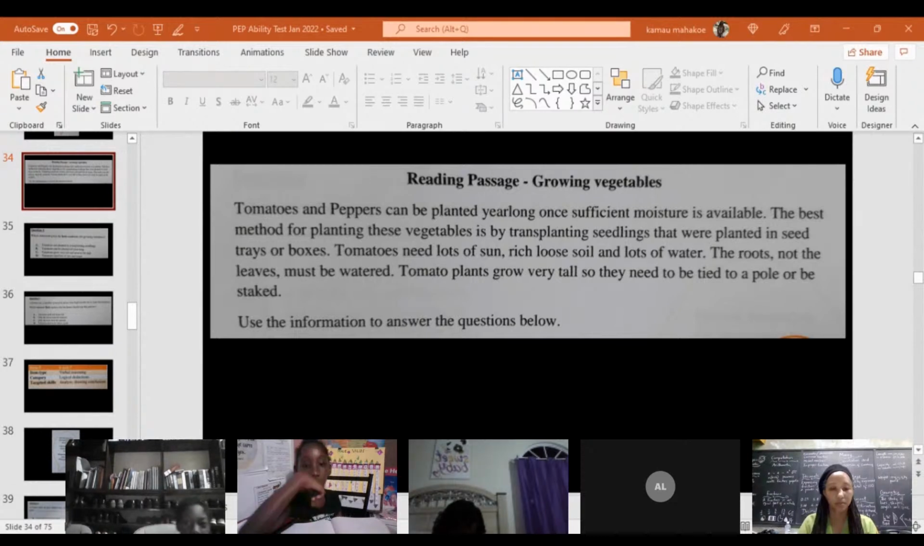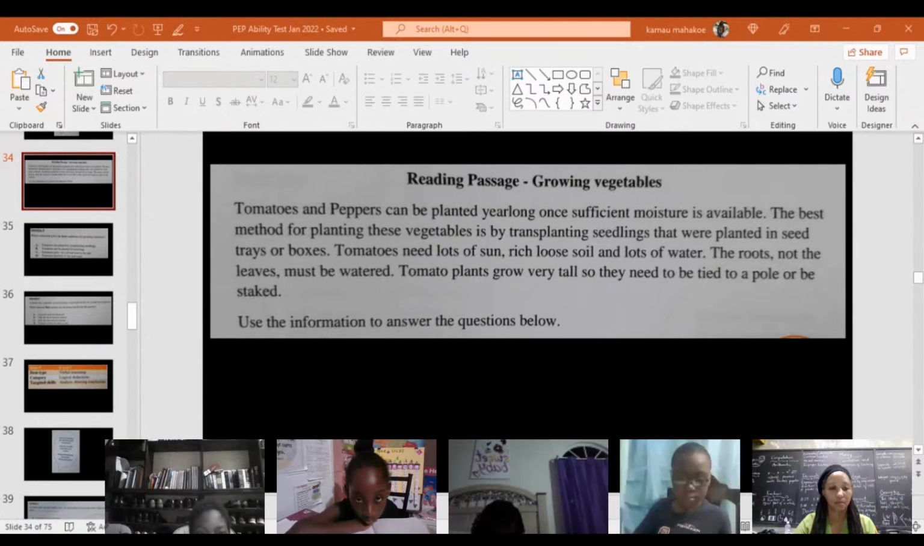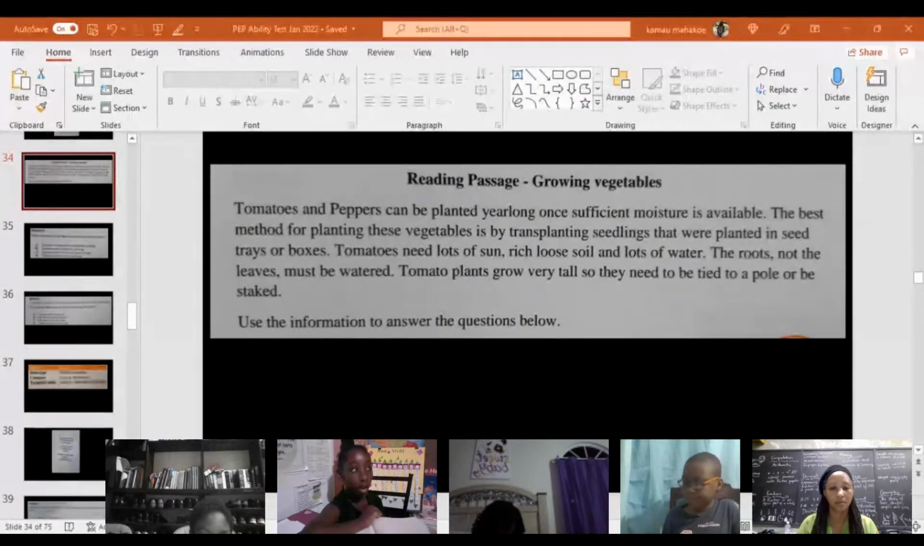Green vegetables. Tomatoes and peppers can be planted year-long once sufficient moisture is available. The best method for planting these vegetables is by transplanting seedlings planted in seed trays or boxes. Tomatoes need lots of sun, rich loose soil, and lots of water. The roots, not the leaves, must be watered. Tomato plants grow very tall, so they need to be tied to a pole or be staked.